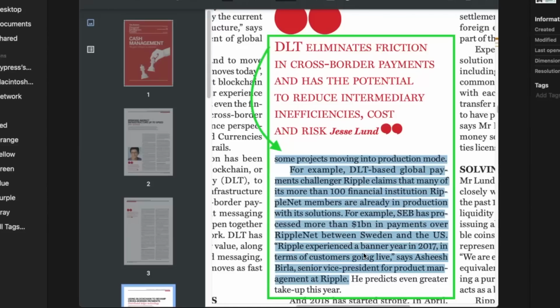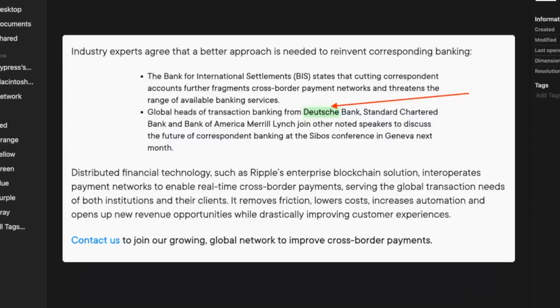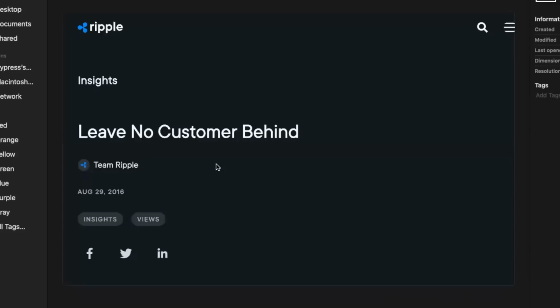Ripple experienced a banner year in 2017 in terms of customers going live, says Ashish Burla, Senior Vice President for Production Management at Ripple. And again, this is straight from the PDF on Deutsche Bank, okay? And again, where I got this from is where Ripple had mentioned Deutsche Bank on their platform. So coming over here, what do we see next?